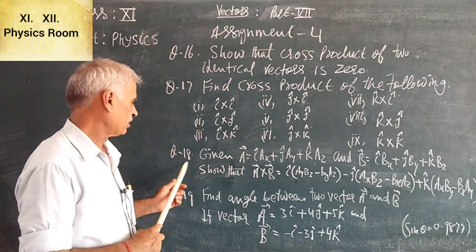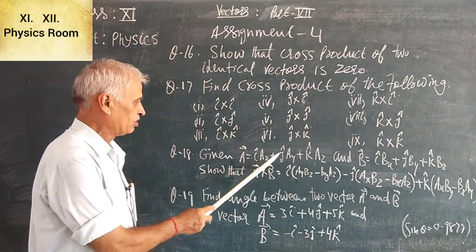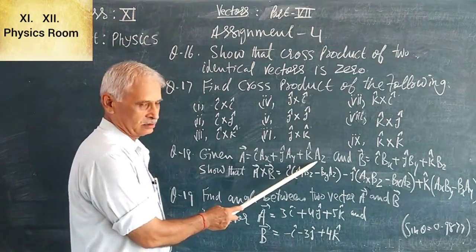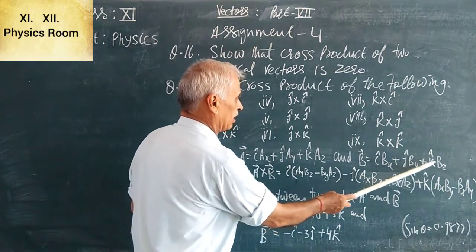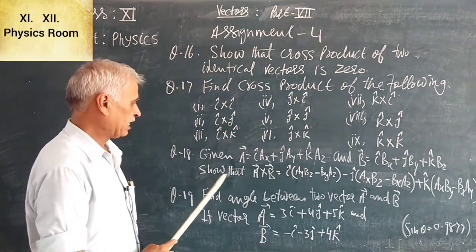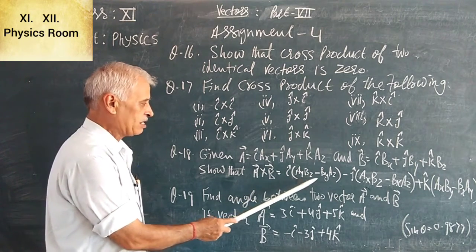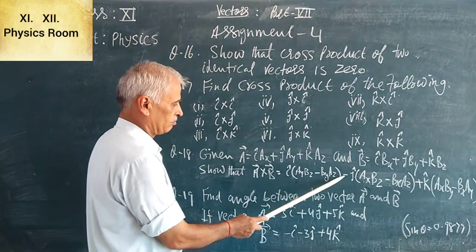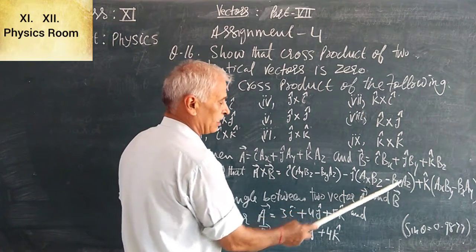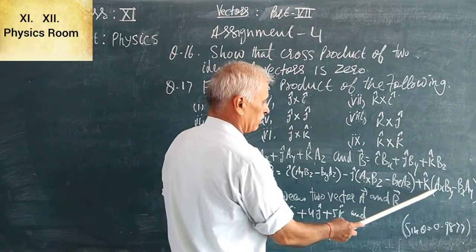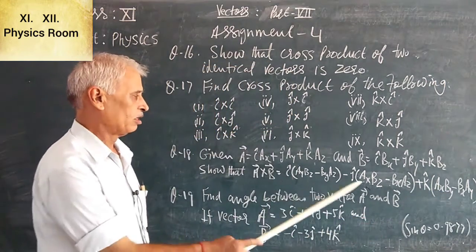Question number 18. Given vector A is equal to I cap AX plus J cap AY plus K cap AZ, and vector B is equal to I cap BX plus J cap BY plus K cap BZ. Prove that A cross B is equal to I cap (AY BZ minus BY AZ) minus J cap (AX BZ minus BX AZ) plus K cap (AX BY minus BX AY).